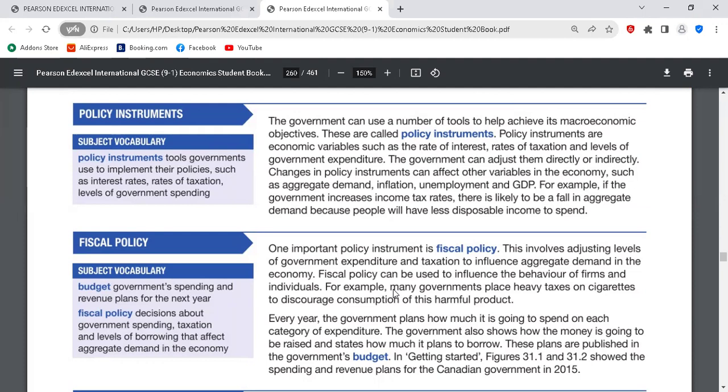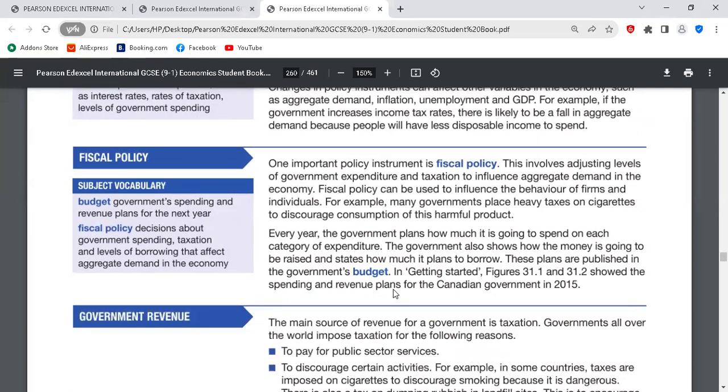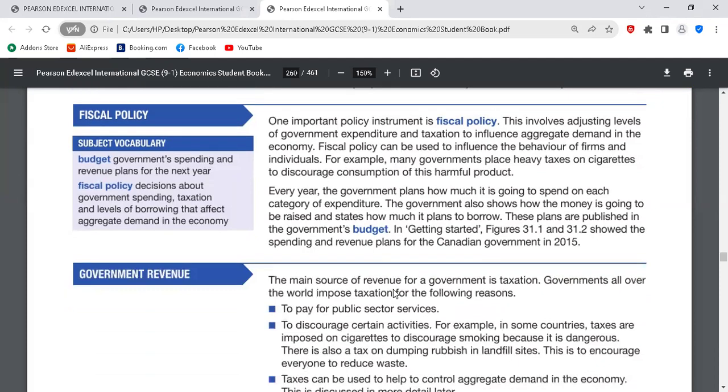So there are these policy instruments. These are tools government use in implementing their macroeconomic objectives to achieve them. So they could use fiscal policy, monetary policy, supply side policy. All these are part of government policy instruments. But the focus area, I think, is fiscal policy. So one important policy instrument is fiscal policy. This involves adjusting levels of government expenditure and taxation to influence aggregate demand in the economy.